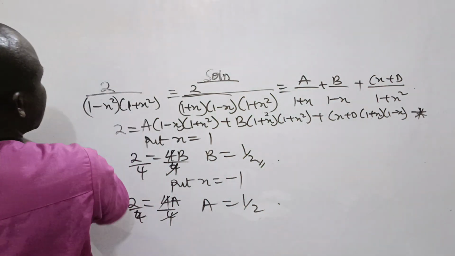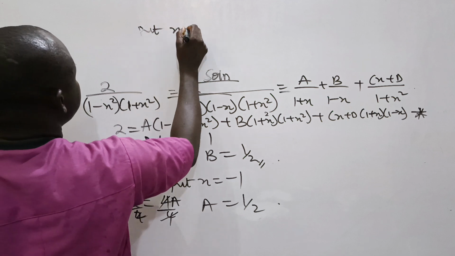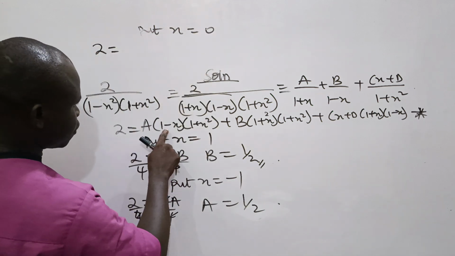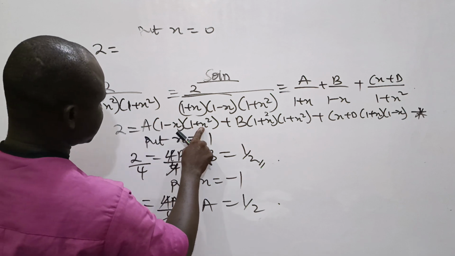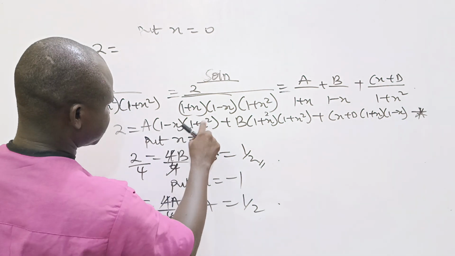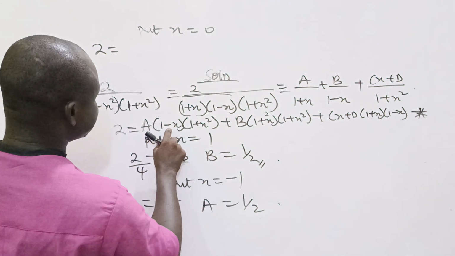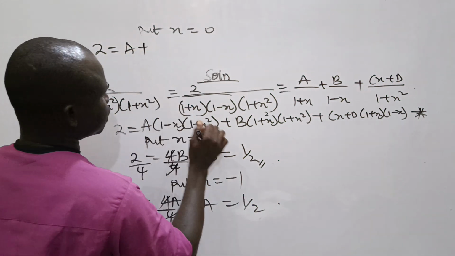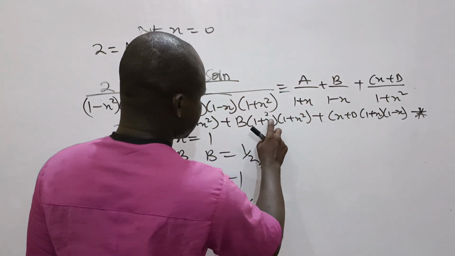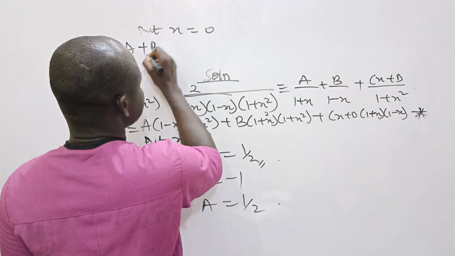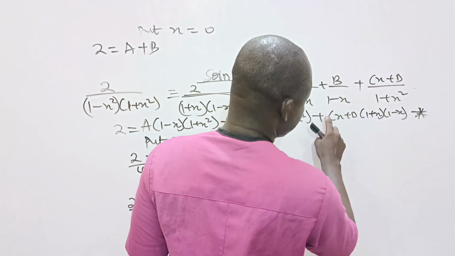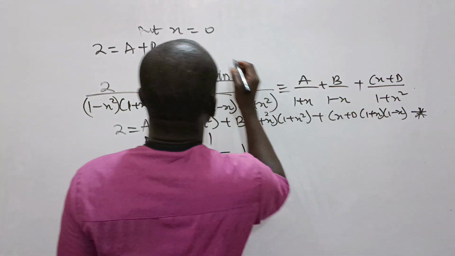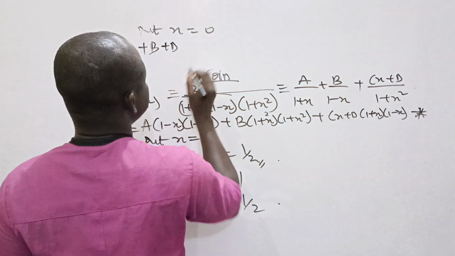Look, to get another equation, I can put s equal to 0. If s equals 0, I get 2 equal to... everything here will vanish. Here will be 0, and I have 1 times a, plus 0, that is plus b. If s equals 0, c will vanish, and I will have plus d.